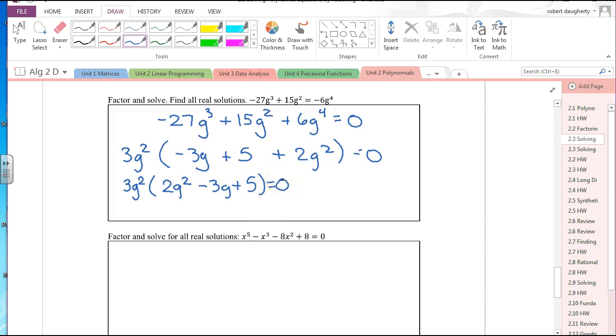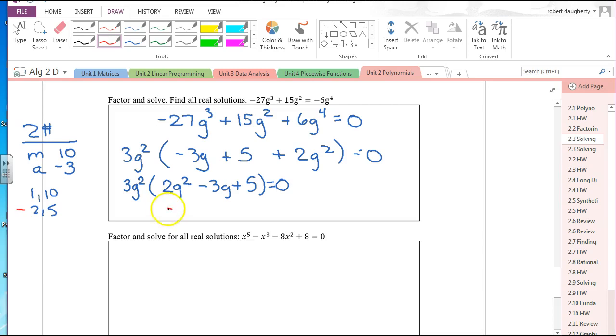Now my question is, can I factor what is inside the parentheses? If it factors, there are 2 numbers that multiply to give you a 10 and add to give you a negative 3. So the numbers that multiply to 10 are 1 and 10, 2 and 5. There's no way to get a negative 3 out of that. You might be tempted to say, well, I could have a negative 2 here, but those would multiply to give you negative 10, not 10. So that doesn't work. So this cannot be factored. So now I'm going to need to use the quadratic formula.